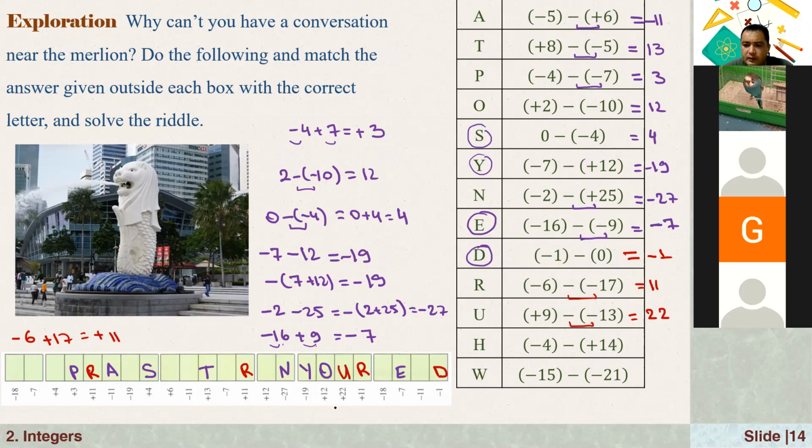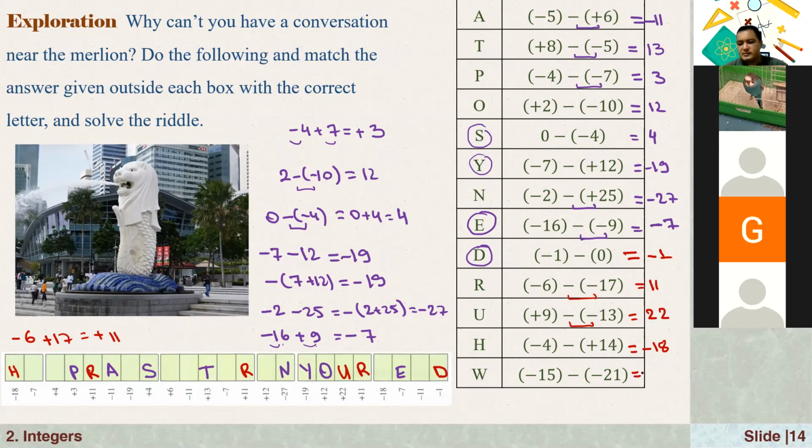May I do the next one, please? Yes. Is it going to be minus 18? That's right. It is minus 18. So H, where is H? Minus 18 is here. So that is H. Right? And next one, W.